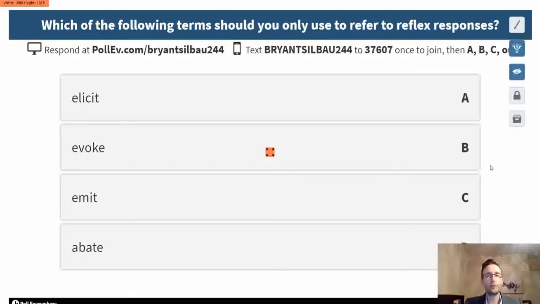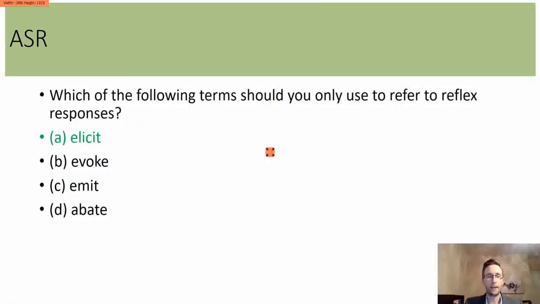Which of the following terms should you only use to refer to reflex responses? A, elicit, B, evoke, C, emit, D, abate. Give it a few seconds. All right. And the answer is A, elicit.